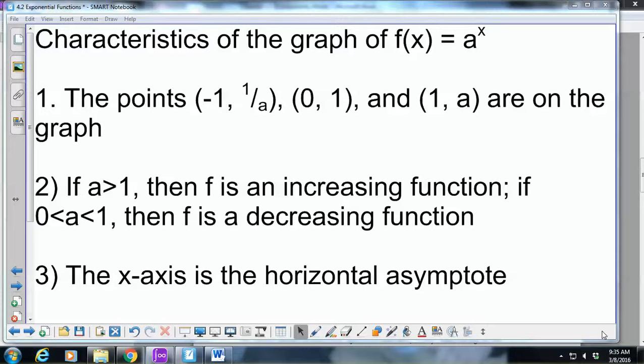Three basic points are easy to find. When you put in -1, it's just 1 over your base. When you put in 0, you get out 1. And if you put in 1, you get out your base. So those are 3 easy points to find on the graph. If your base is bigger than 1, it's increasing. If the base is smaller than 1, then it's going to be decreasing. And the x-axis is always a horizontal asymptote. So I'll give you a second if you want to jot down a couple notes there, just to help yourself on the characteristics of these graphs.